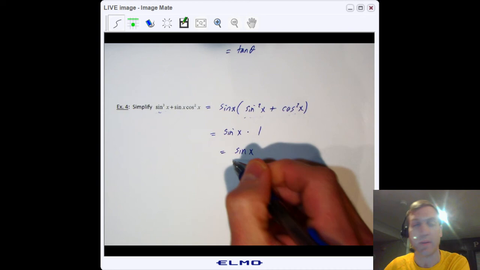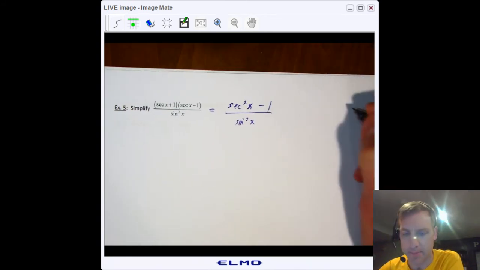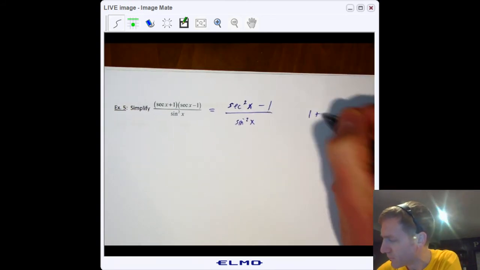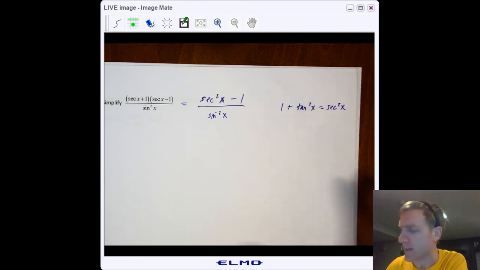All right, well, what can I do next? Well, let's see. I have a squared, so this looks kind of like a Pythagorean identity. So flip back to the front. What Pythagorean identity involves secants? Well, let me write this to the side here. We're given that 1 plus tangent squared x equals secant squared x, right? That's one of your Pythagorean identities.